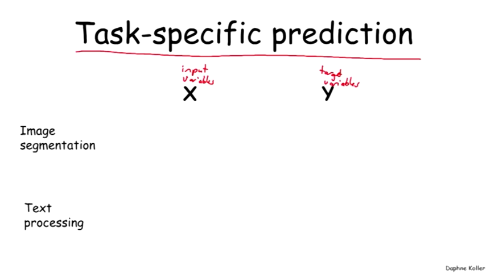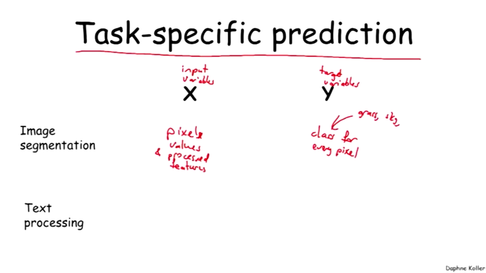Let's think about two examples along these lines. Going back to the example of image segmentation, the input is always a set of pixels with their values, which we can process to produce more expressive features like histograms of colors and textures, but this is not relevant at this point, although it will be in a minute. So my input x is pixel values and processed features from those, and my target variables y is a class for every pixel, where by class I mean grass, sky, cow, water, and so on. We design the model so as to solve this problem of going from x to y.